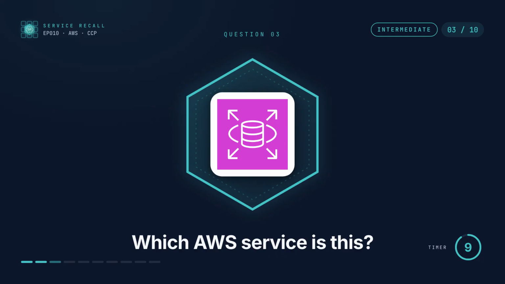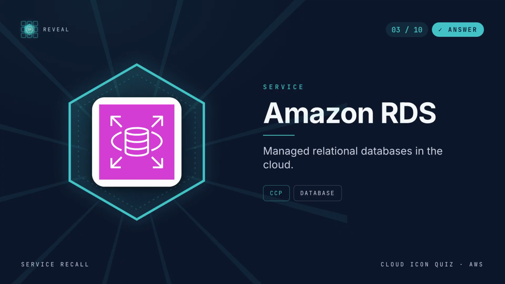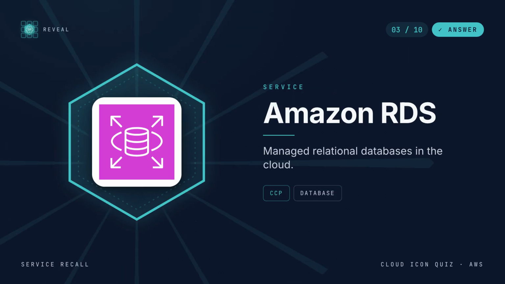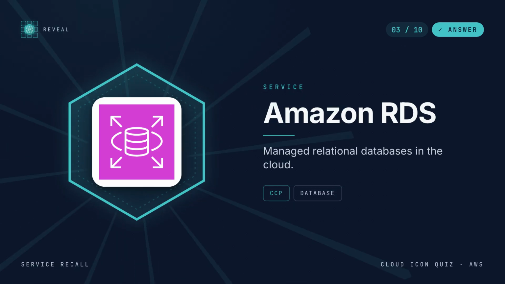Question 3. Which AWS service is this? Amazon RDS, Relational Database Service. RDS gives you a managed database. AWS handles patching, backups, multi-AZ failover, and scaling. You pick the engine: MySQL, PostgreSQL, Oracle, SQL Server, or Aurora.